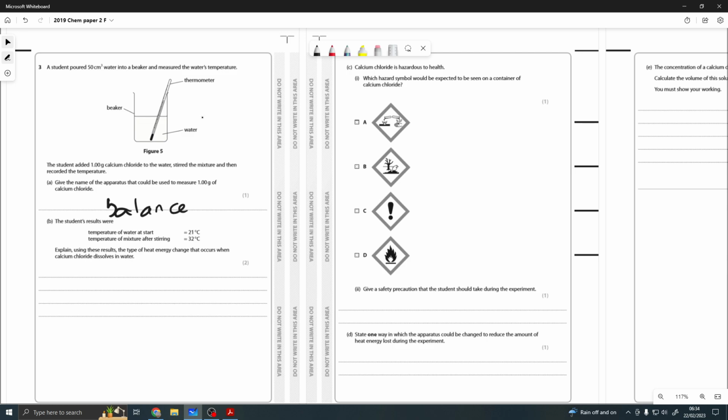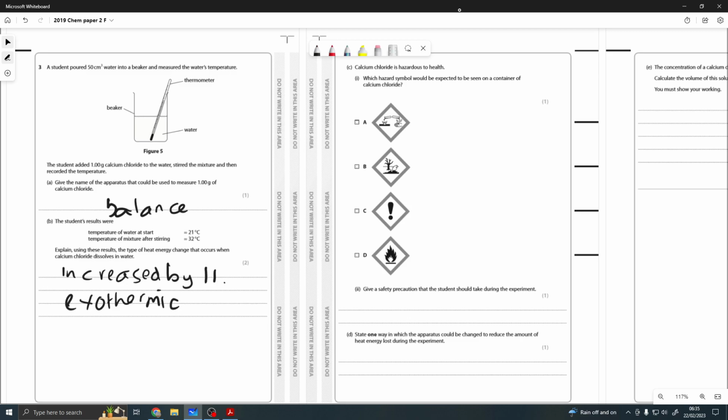Now, the student's results were temperature at the start and temperature at the end. Explain these results using the type of heat energy change that occurs when calcium chloride dissolves in water. So what has happened? It started at 21, it ended at 32. So it has increased, but by how much? You're shouting 11 at me, aren't you? It's increased by 11. Therefore, it's given out heat energy to the surroundings, and therefore it is exothermic. That is the kind of heat energy change that occurs.